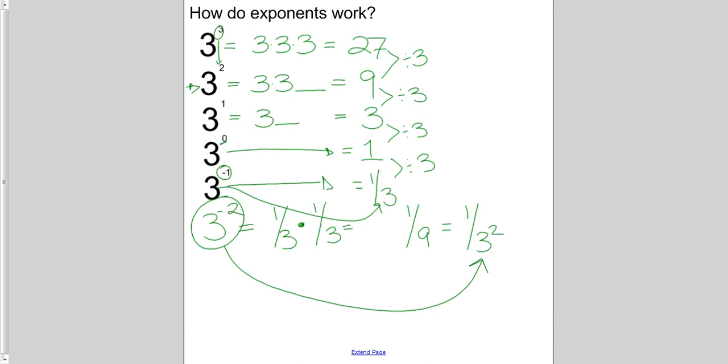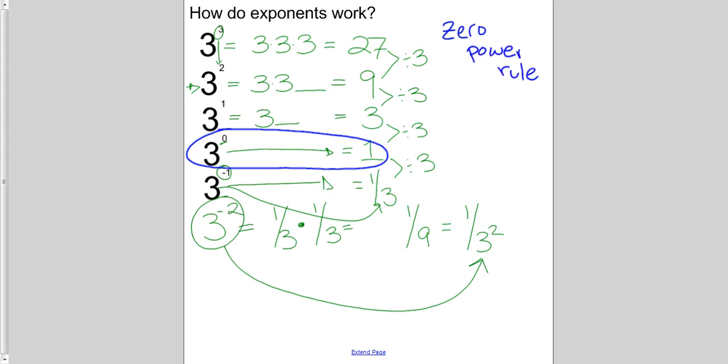The second thing we want to get from this pattern is the property of 0. So if you look at this line right in here, you can see that 3 to the 0 power is 1, and that's our 0 power rule. That rule says that anything raised to the power of 0 is equal to 1.